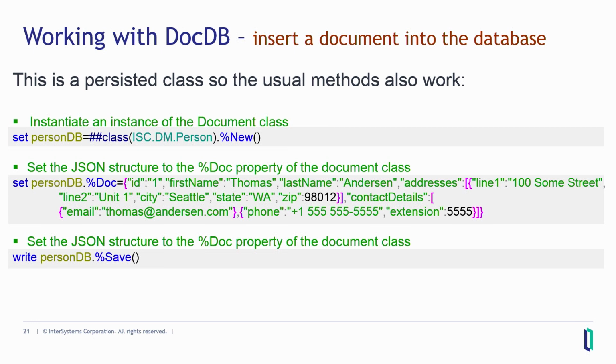So what we can do is take that same demographic JSON structure, set it directly into %docdb, and since this is a persisted class, those persisted methods also work. And we just do a %save here. I've also written that out to the database. You can also delete things the same way.